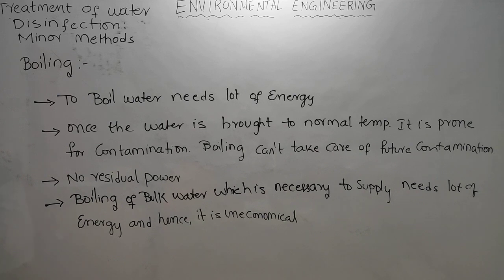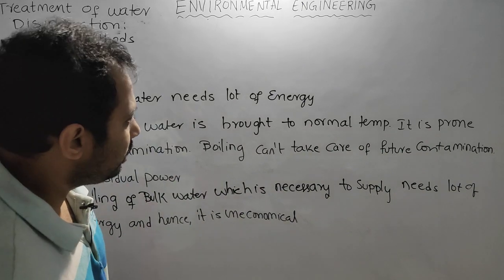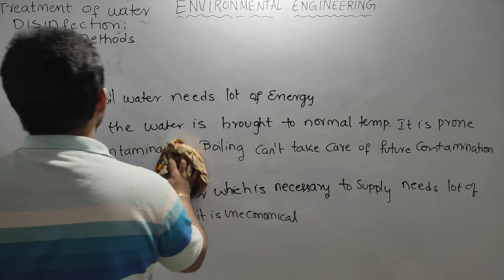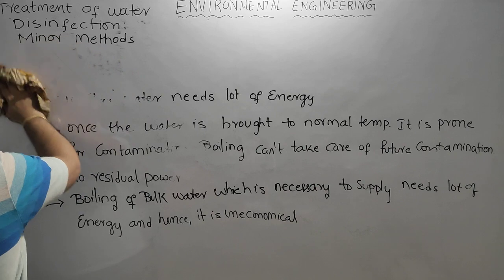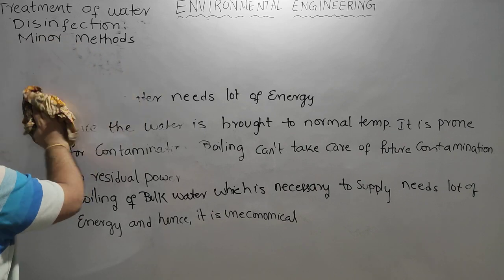So that is why it does not have the behavior of an ideal disinfectant. An ideal disinfectant should be cheap and it should take care of future contamination. It should be a powerful disinfectant. It should be storable. So there are some criteria of ideal disinfectants. We will discuss it later. So this is one disinfecting method which is over. Minor methods, boiling is over.